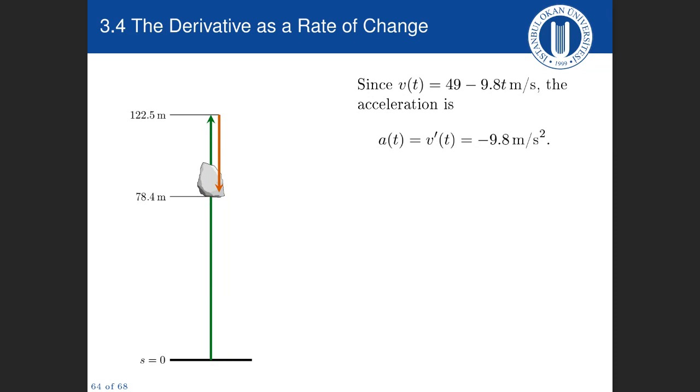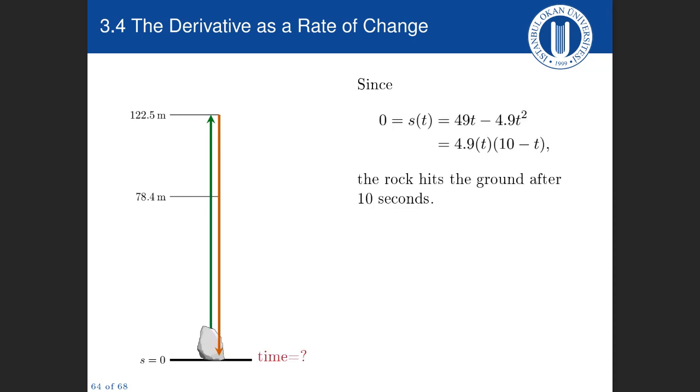Question 4. When does the rock hit the ground? We want to calculate when the position of the rock is equal to 0, when it's on the ground. And we can factorize this to 4.9t(10 minus t). When is this equal to 0? It's equal to 0 at the start when t is equal to 0, and it's also equal to 0 when t is equal to 10 seconds. So that tells us the rock hits the ground after 10 seconds.